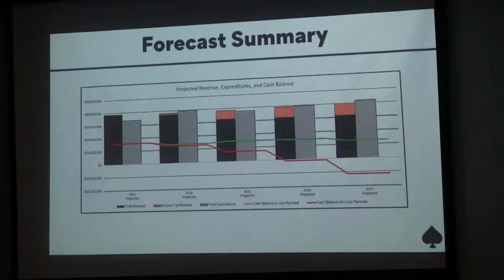Okay, so jumping into the forecast summary graph that we always look at. Just as a reminder, the black bars on this graph represent total revenue in each of those years. The gray bar is total expenditures, and the orange at the top is the income tax renewal. The green line represents the cash balance with the income tax renewal included, and the red line represents the cash balance without the income tax renewal.